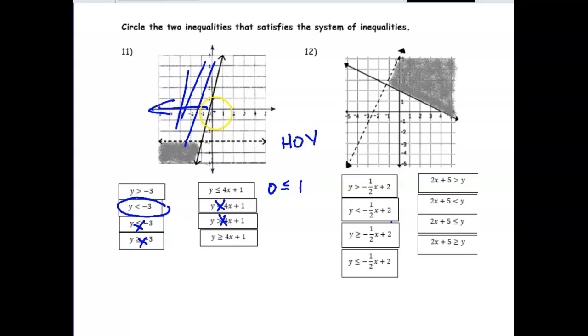So this 0, 0 needs to be false, and that one's true. And in this case, we put in 0 is greater than 0 plus 1, which is false. So we're looking for the false statement, so that would be the answer. All right, so you can go ahead and try 12.